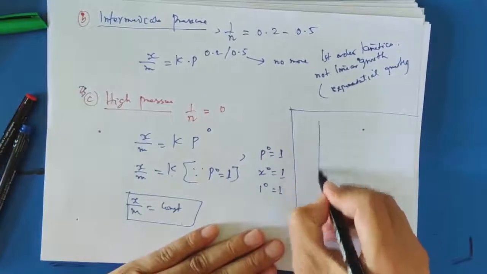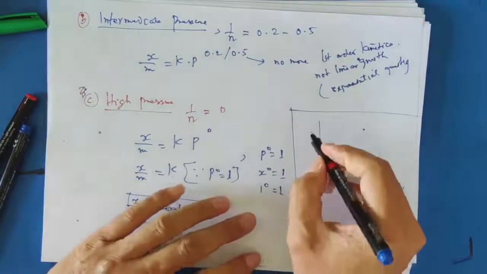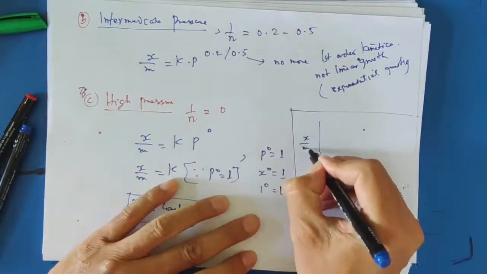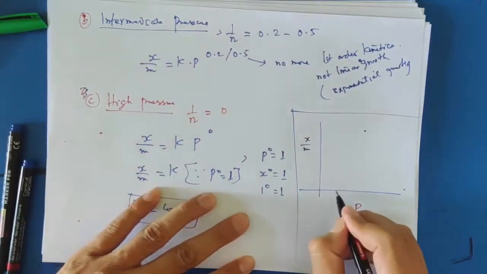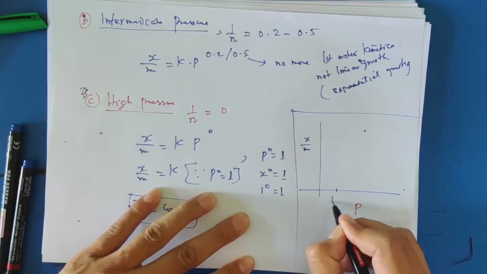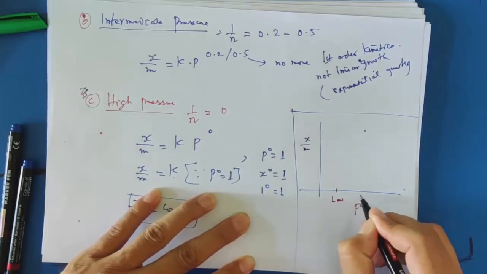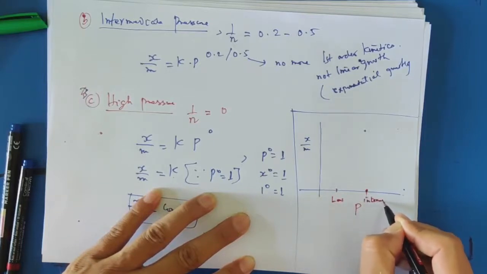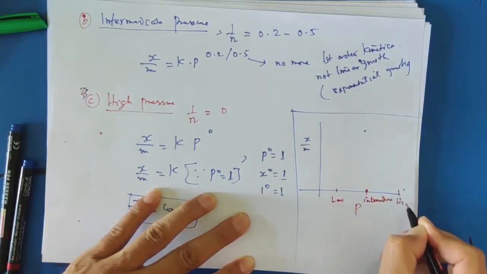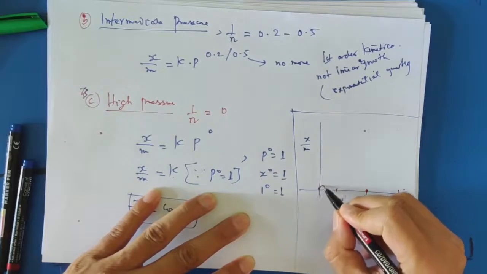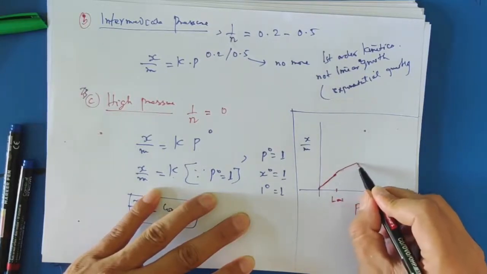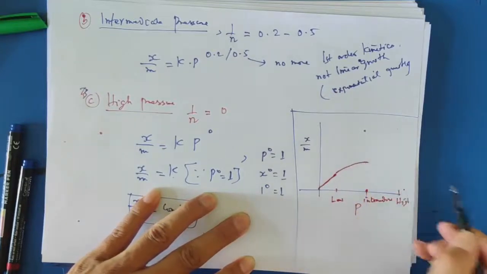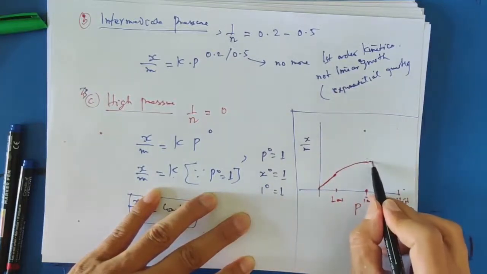Revision of the graph. So x/m against pressure. This is low pressure, this is intermediate, this is high. At low pressure it is a straight line, linear growth. At intermediate pressure, an exponential growth curve, then a straight line.